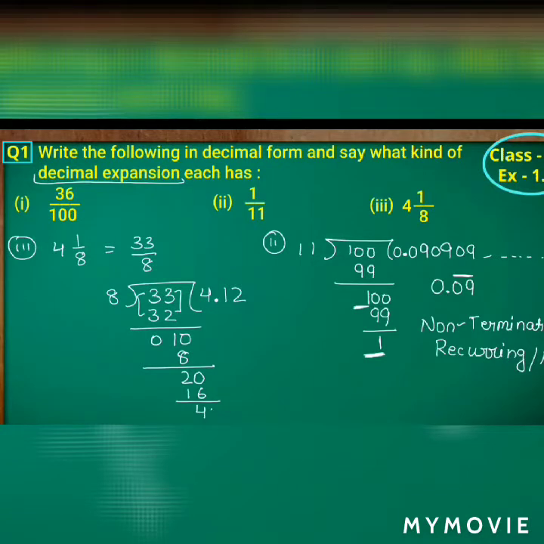So since 4 is less than 8, I'll take 0. So 40 is exactly divisible by 8, that is 8 fives are 40, isn't it? So at some point you are getting the remainder 0. So I can say it is a terminating decimal. Since we are having the quotient 4.125, at some point it is going to stop. It is a terminating decimal.